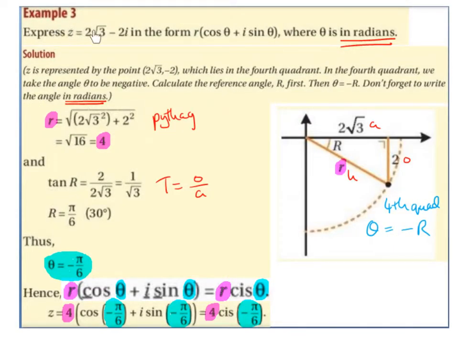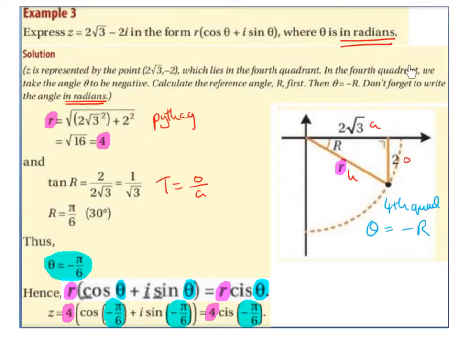Express z equals 2 root 3 minus 2i in the form of r cos theta plus i sine theta, where theta is in radians. So z is represented by the point 2 root 3, minus 2, which lies in the fourth quadrant. So this is the fourth quadrant, and 2 root 3 is about here, and minus 2 is about here on the imaginary axis. So we plot our point z, and remember that the sides of our triangle must be positive. So we have 2 root 3 for the adjacent, we have 2 for the opposite, and we're going to try and work out the hypotenuse.